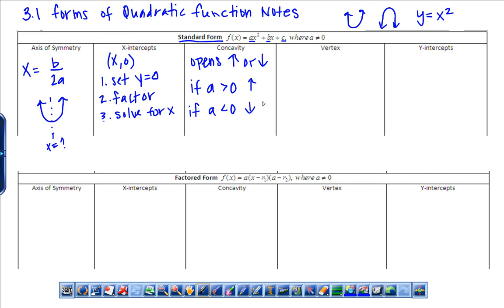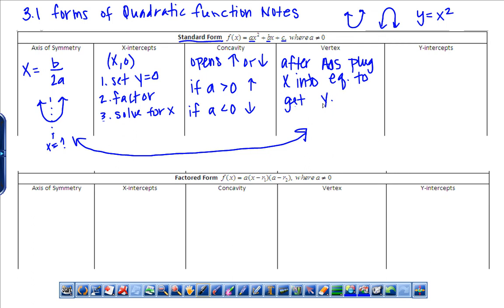Your vertex goes along with your axis of symmetry. After you find your x value, then you can plug it back in and get your y value. So your vertex should be an x comma y. All right, and then your y-intercept is 0 comma c, and that c comes from right here.